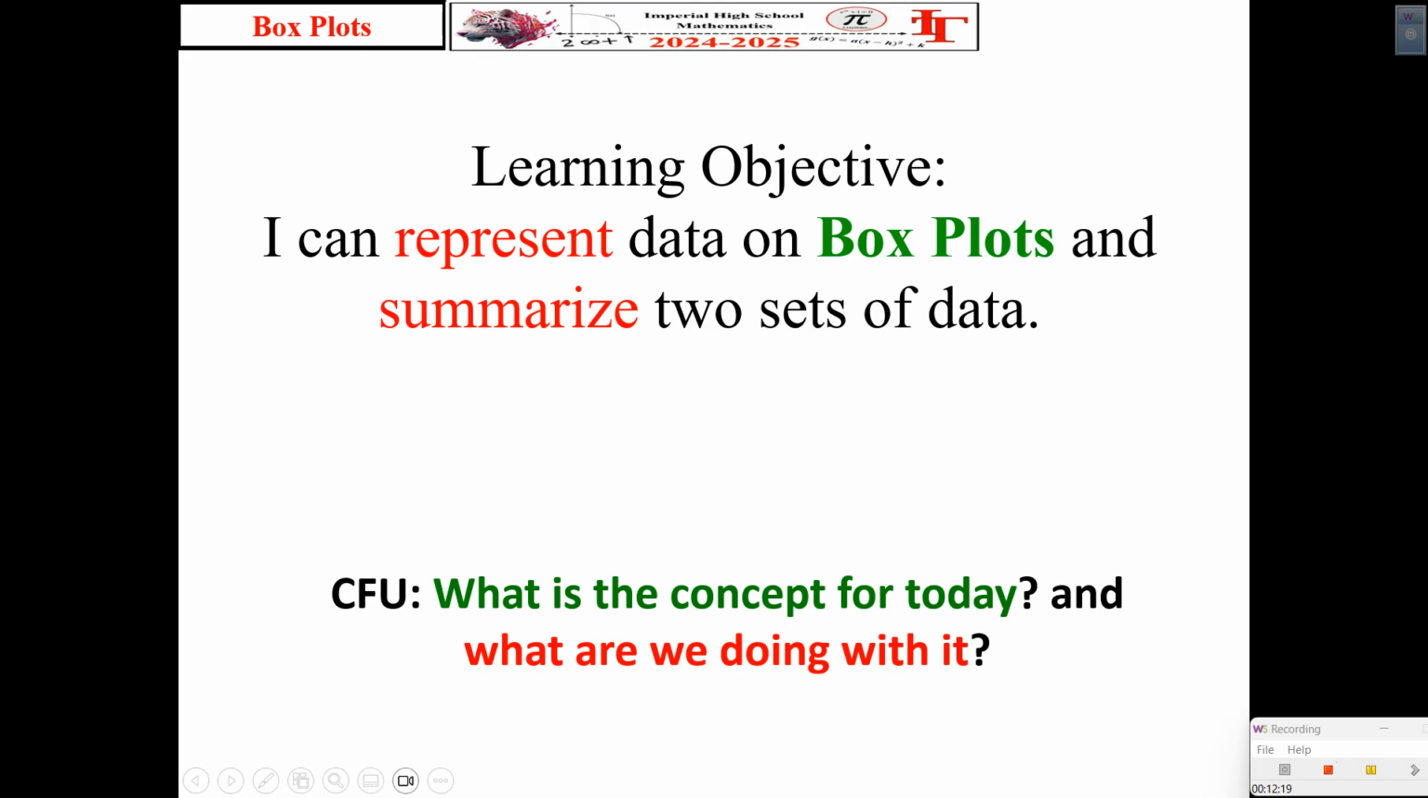From there, get a Cornell note ready with a FAIR model that looks something like that. It's on your screen. Once again, don't get stressed if you fall behind. You have the code so you can go to the notes later. You have all these slides on that code. Once again, I can represent data on box plots and summarize 2 sets of data.